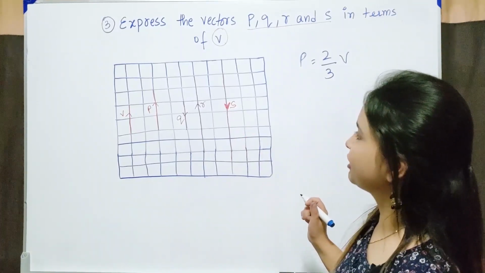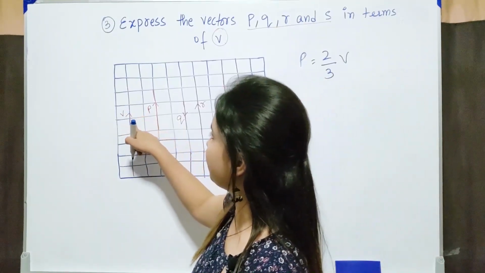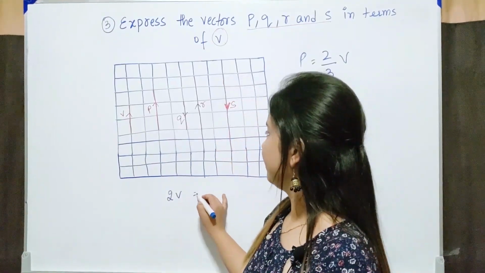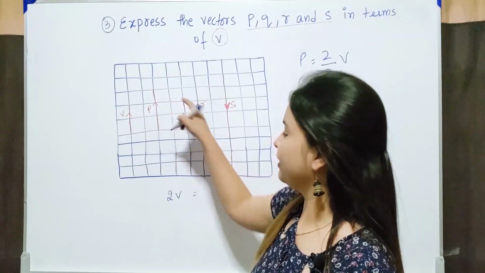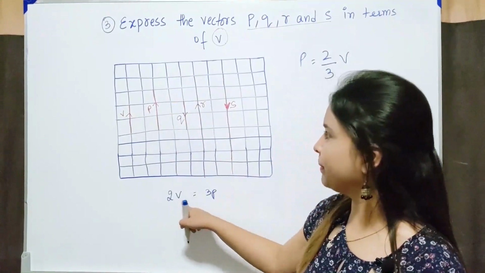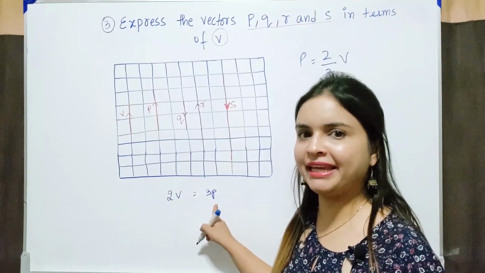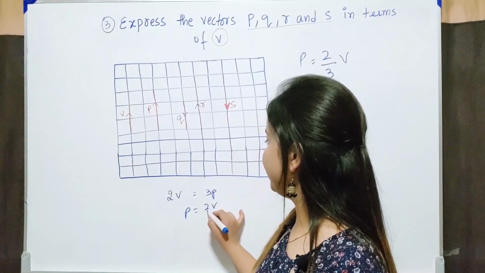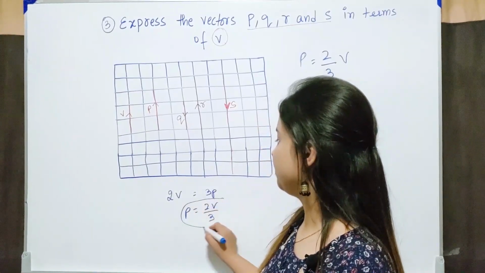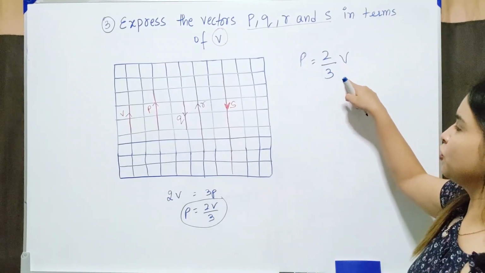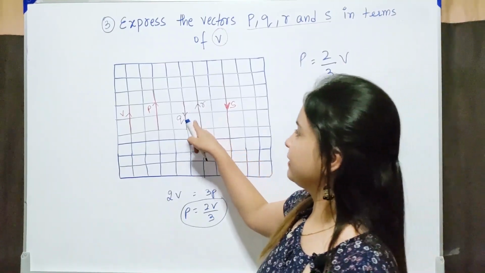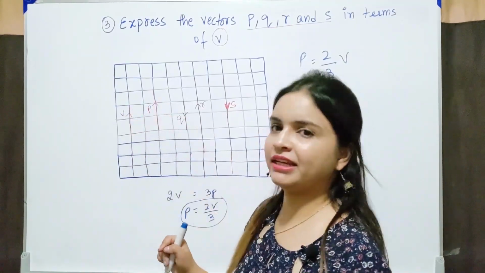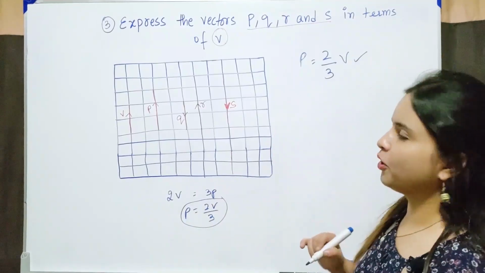Okay. Why 2 over 3 V? Now see, how many blocks does V have? 2. Okay. How many blocks does P have? 1, 2, 3. And I have to make them equal because I have to express P in terms of V. So I can say from this 2V over 3 is equal to P. So that means my P is 2 over 3 V. Now look at the direction. V is going up, P is also going up. That means it will remain positive.